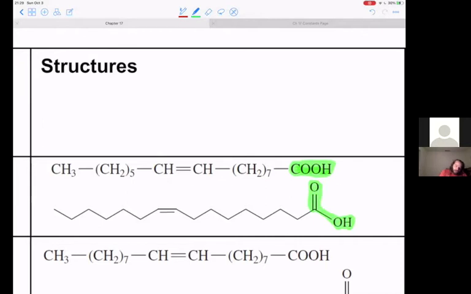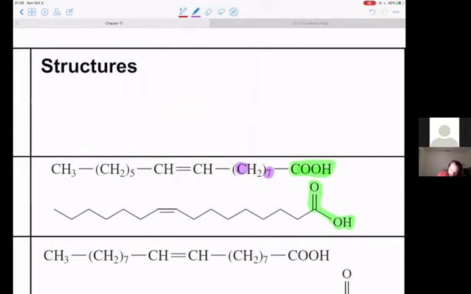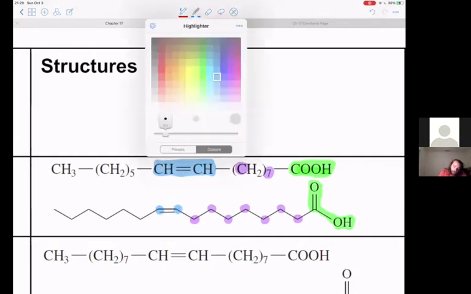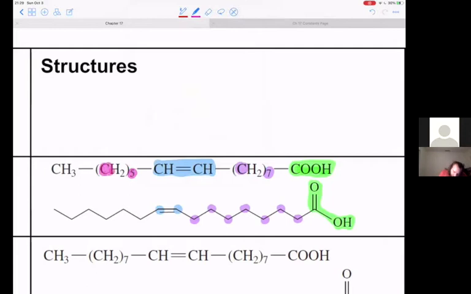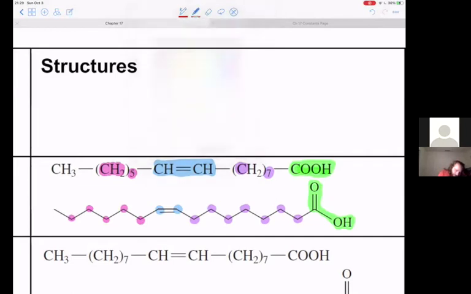Then I have 7 CH2 units. So 1, 2, 3, 4, 5, 6, 7. Then I get to my double bond, right? So that takes care of these two. Now on the back half, I have another 5 CH2 units. So 1, 2, 3, 4, 5, before finally getting to my methyl group at the very end. So hopefully being able to decipher that condensed structure, you can figure that out.